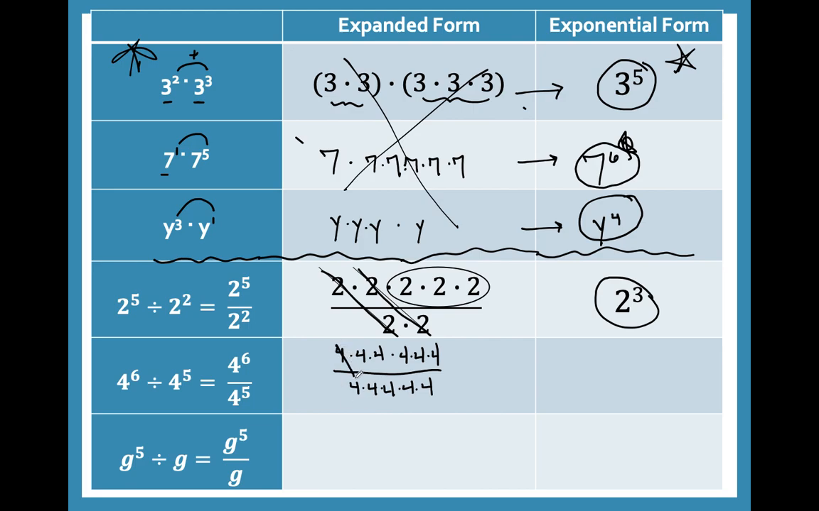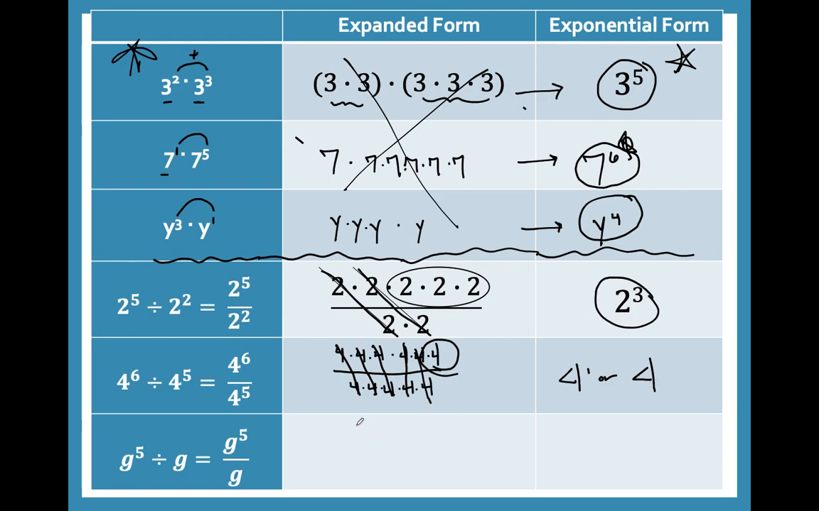4 divided by 4 is 1. 4 divided by 4, that cancels, that's 1. 4 divided by 4, 4 divided by 4, 4 divided by 4. There's only one left, which is 4 to the 1st power, or you could just leave it as 4.